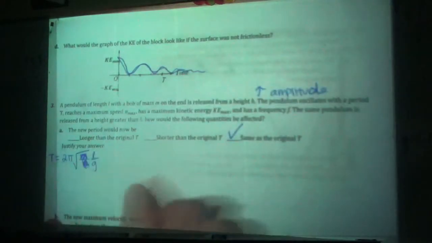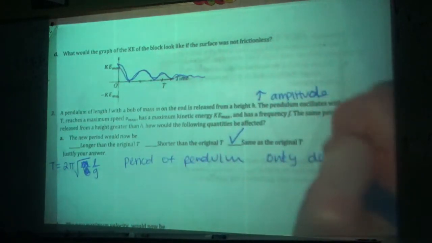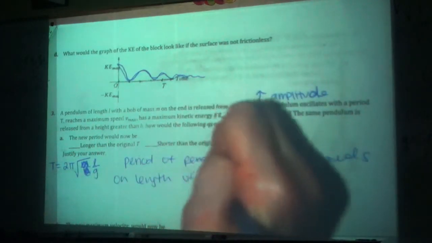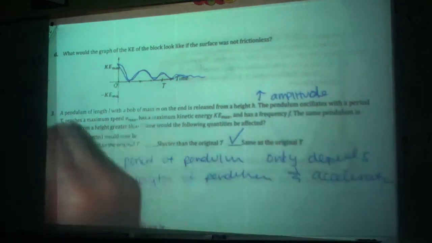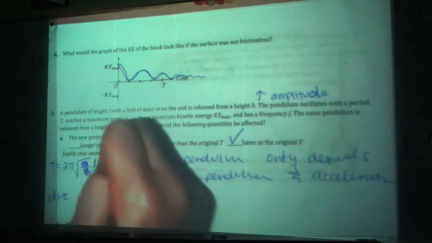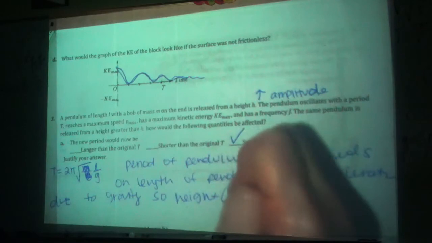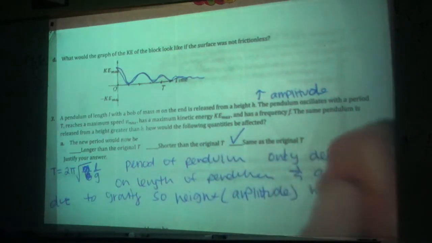And we have to justify our answer. If it's giving us this room, we've got to write at least a sentence here. So I would say that the period of a pendulum only depends on the length of the pendulum and the acceleration due to gravity. So the height, or the amplitude, has no effect on period.